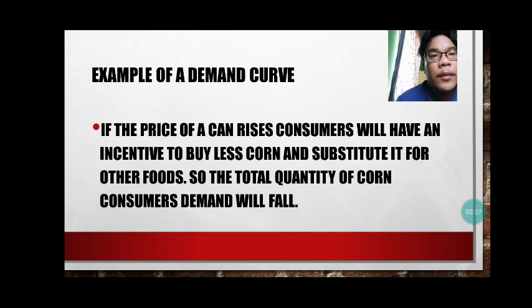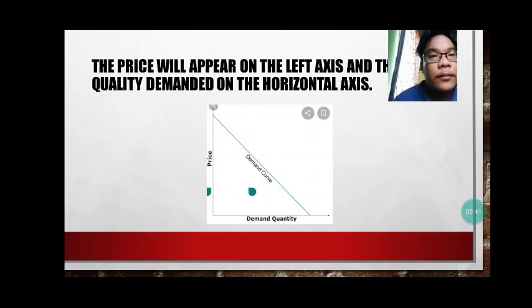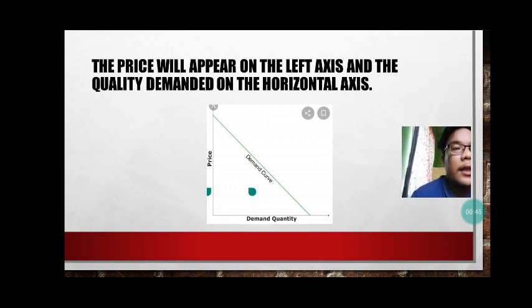Example of a demand curve is, when the price of corn rises, consumers will have an incentive to buy less corn and substitute for other products, so the total quantity of corn consumers demand will fall. So the price will appear on the vertical axis as shown in this PowerPoint, and the quantity demanded is on the horizontal axis.